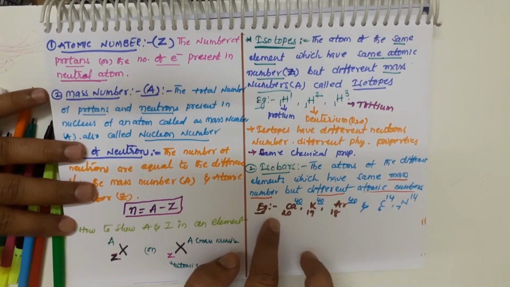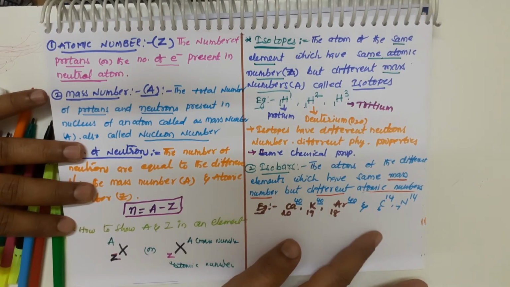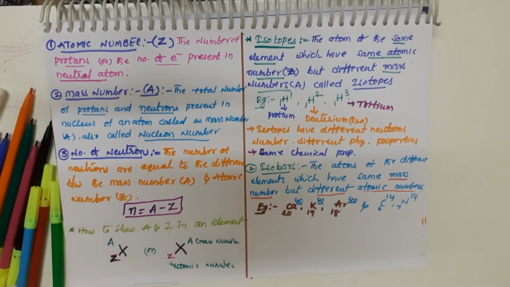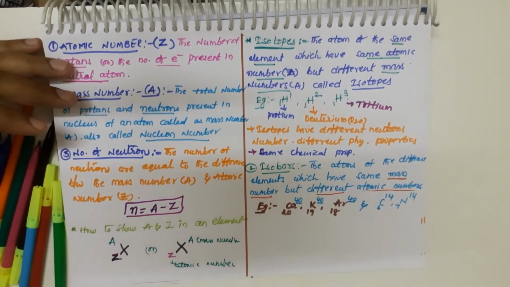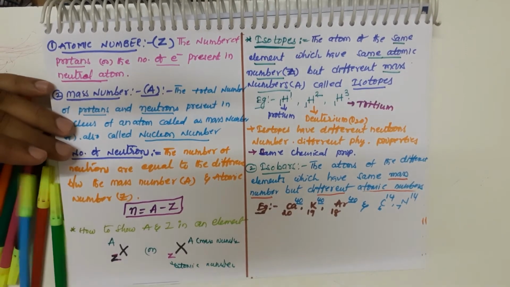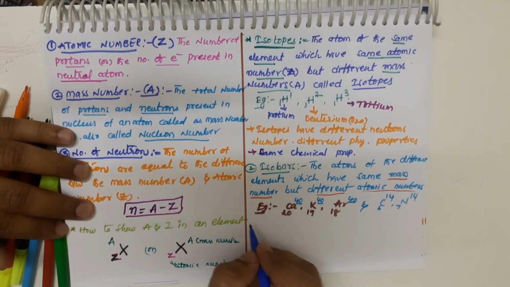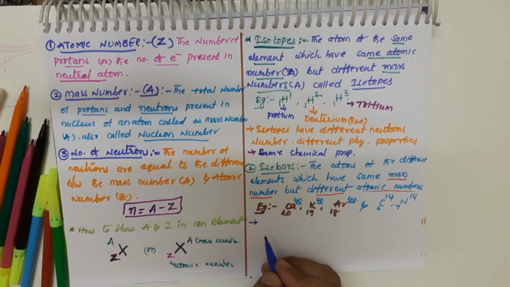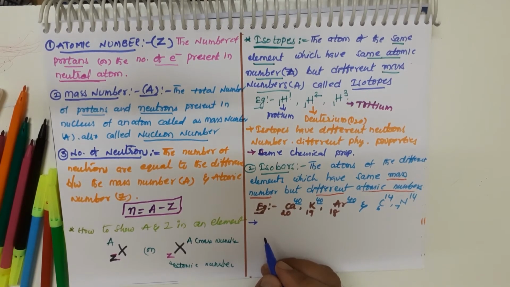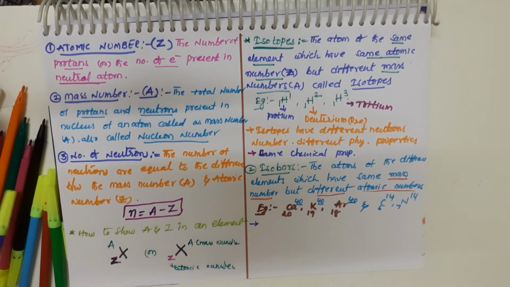In isobars, what is the same? The number of nucleons. They have the same physical properties, but the chemical properties are different, quite opposite to isotopes. Physical properties are the same, chemical properties are different because of different atomic numbers.